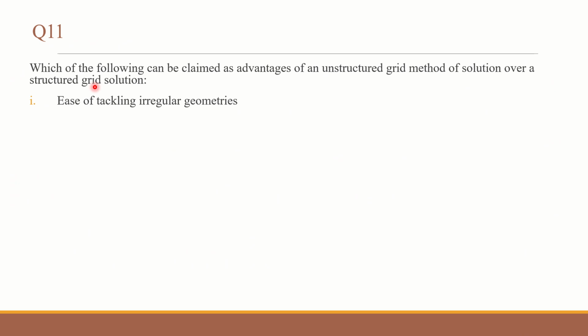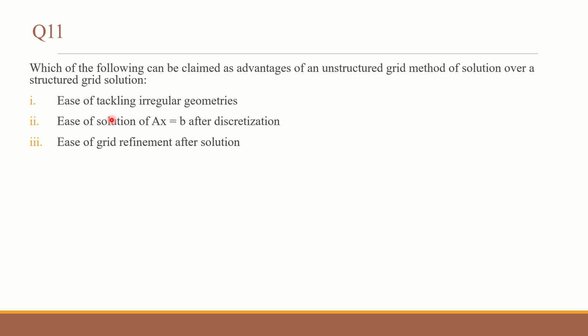Question 11, it is given: which of the following statements can be claimed as the advantage of an unstructured grid method of a solution over a structured grid solution. First one, ease of tackling irregular geometries. Second one, ease of solution of Ax equals b after discretization. Third one, ease of grid refinement after solution. Okay, we have three statements and we need to identify which of the following can be claimed as an advantage of unstructured grid method of solution over a structured grid.